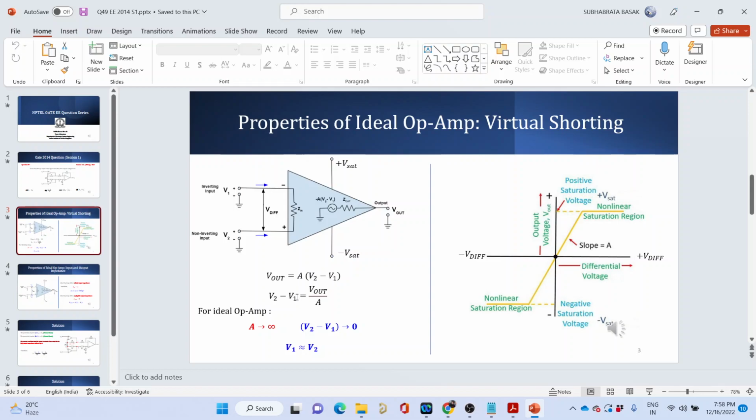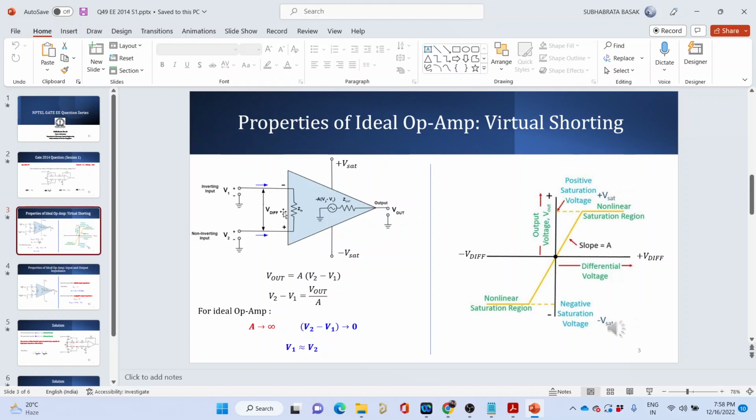V1, then V2 minus V1 can be given as V out divided by A. Do you agree so far? Yes, sir. So I am saying that an op amp has an infinite gain, then this A is tending to infinity. That means V2 minus V1 tends to 0. That means the difference between V2 and V1 is tending to 0, and V1 is almost equal to V2.